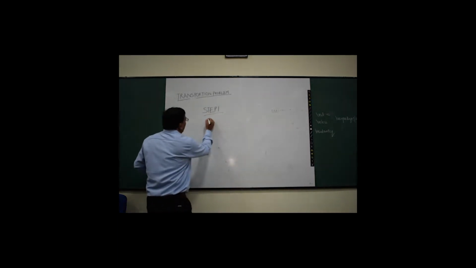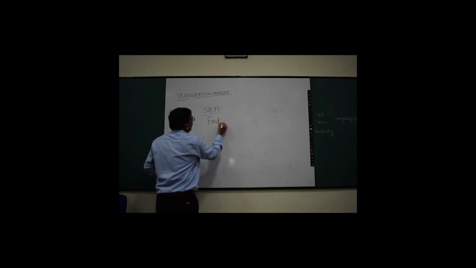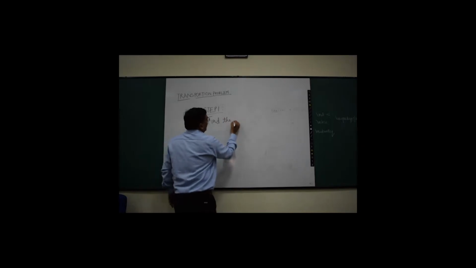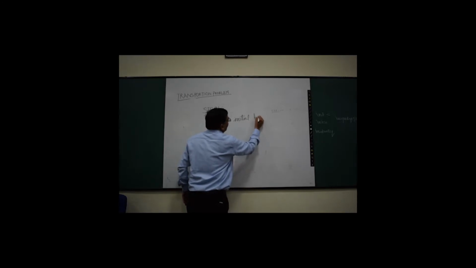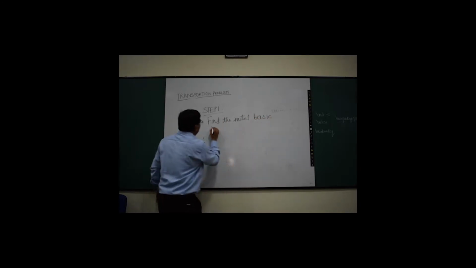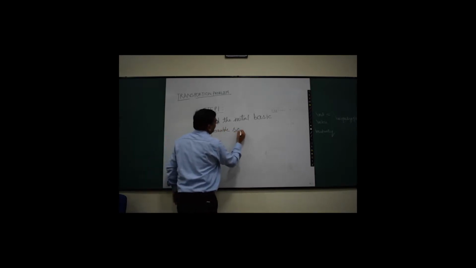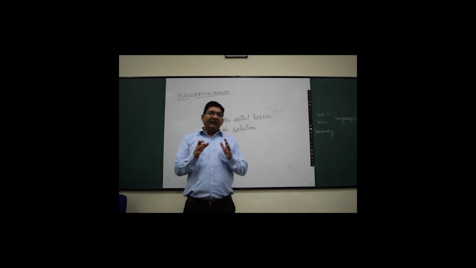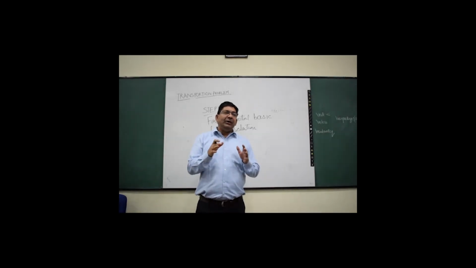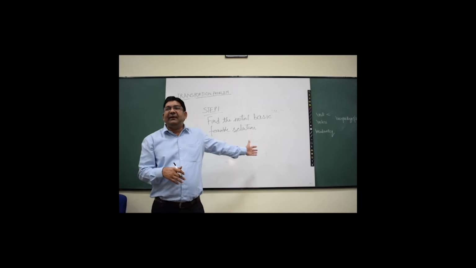So the first step is to find the initial basic feasible solution. Our first step is to write the problem in the form of m rows and n columns, and then find the initial basic feasible solution.